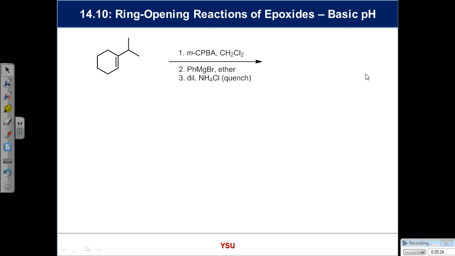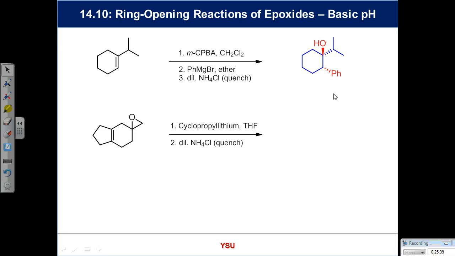So with that in mind, there's the product. We should be happy with the regiochemical outcome. The phenyl group went to the more accessible carbon of the epoxide, and then we get this trans stereochemistry because of the approach from underneath. It's an SN2-like reaction, so we ought to get inversion. In terms of a more complex system, this is where we go. If you understand the basics, there's nothing tricky here.